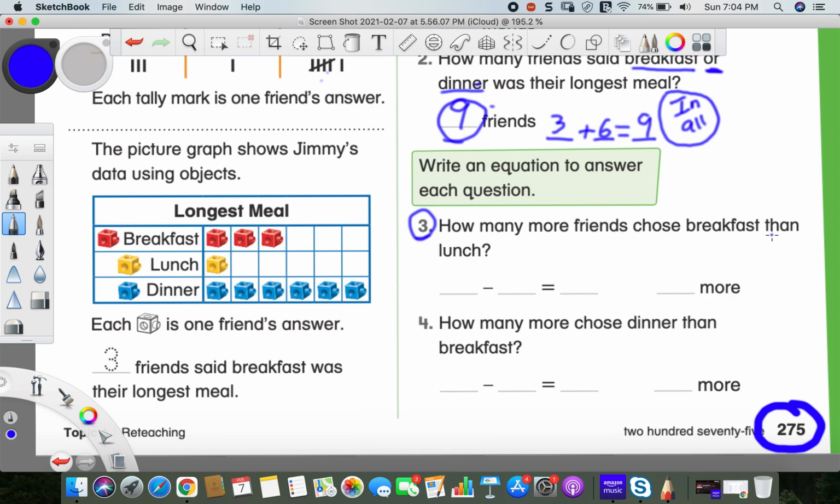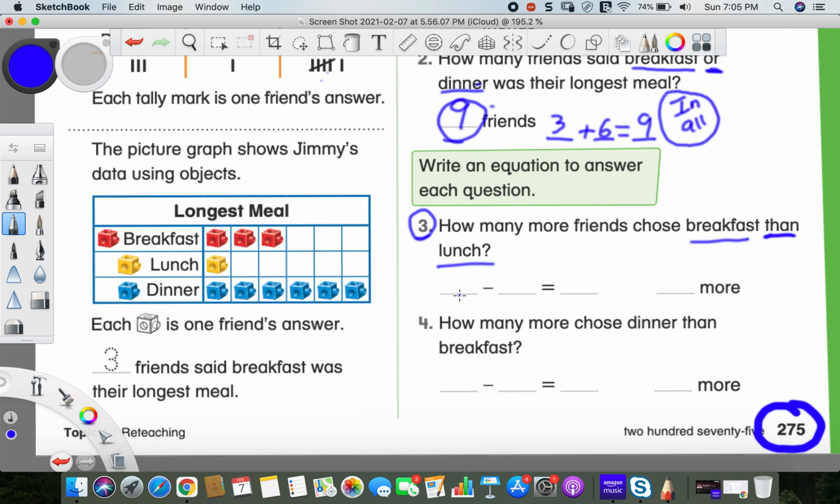Okay, normally if we see this word than, it's pretty special because it usually means to subtract no matter what. All right. So they want us to subtract, right? Because we see the word than, breakfast, and lunch. All right. So there's actually 2 ways we can solve this.